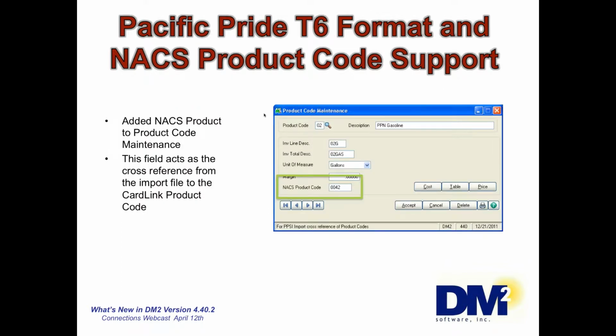So here we're looking at product code maintenance inside CardLock. So that's under the setup screen when you're actually setting up your products. And you'll notice that we have added a new field called the NACS product code to that maintenance. And the field acts as a cross-reference from the import file to the CardLink product code. So when the local bill files are being imported, if they reference the NACS product code 0042, we can map that into one of your product codes that drives your pricing and drives all your configurations so that you could have several different NACS product codes all pointing to the same product code. That's conceptually how it works, and that's been added to product code maintenance to support the T6.